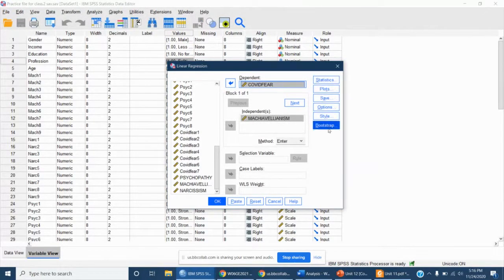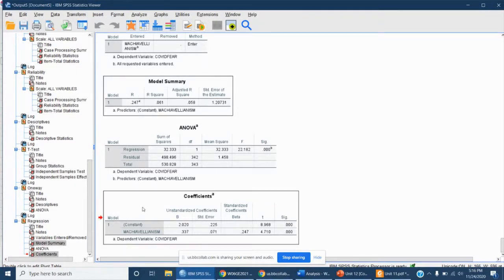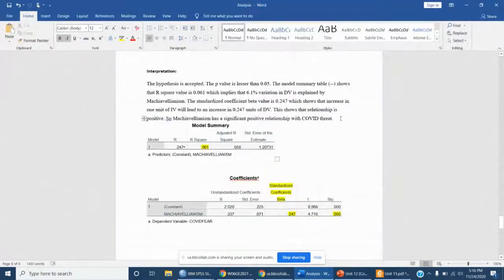So do I need information from these particular buttons? Not at the moment. I don't need to check these options. So I will just simply click on OK. When I click on OK, there are two tables which are very important for me. In regression, these two tables must be given due importance. The first is the model summary table and then the coefficients table. You just need to copy these two tables and paste them here in your report.